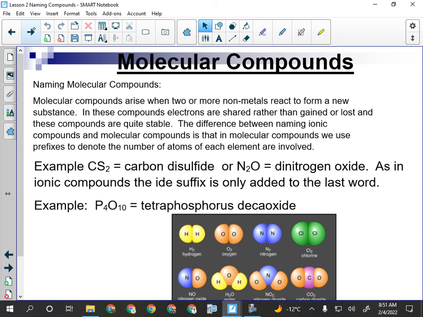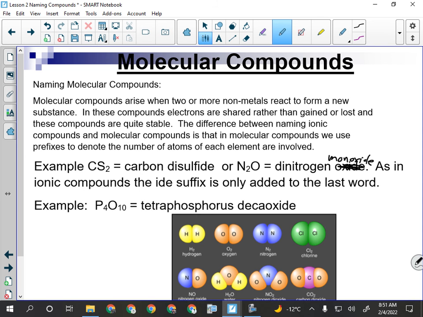All right? If we're looking at N2O, we would have dinitrogen. Actually, that's a mistake. That should say dinitrogen monoxide. Okay? Just so we always end in ide.